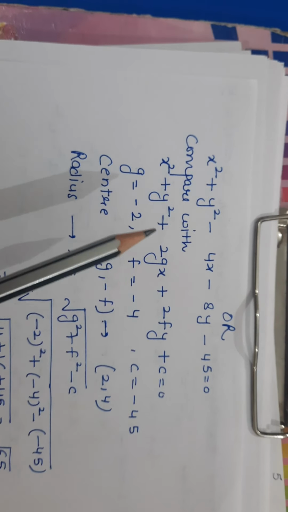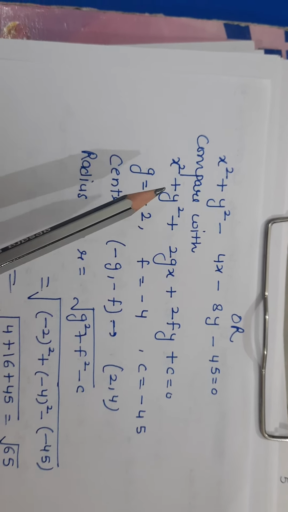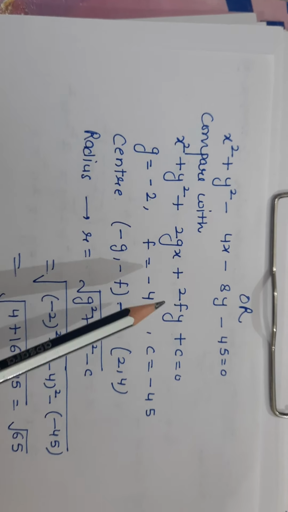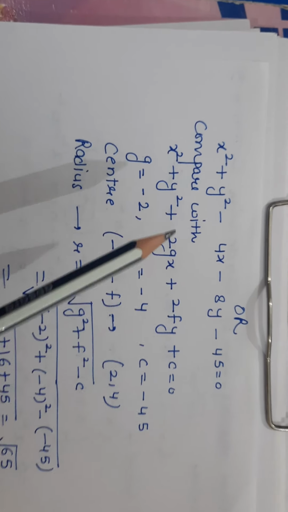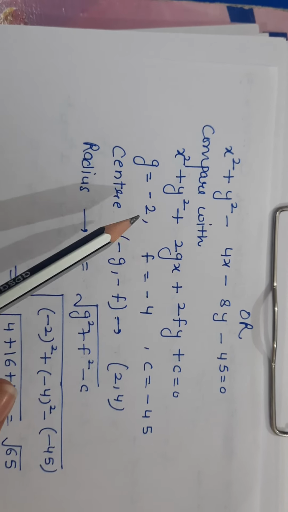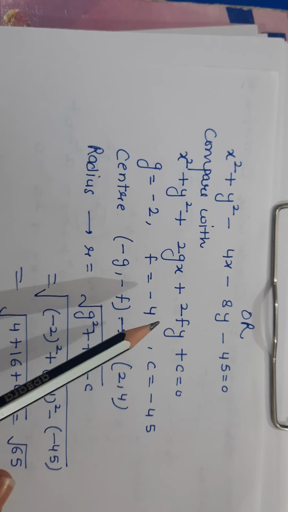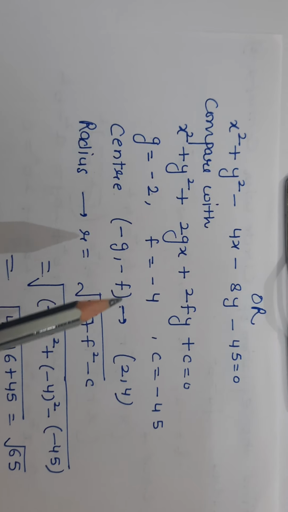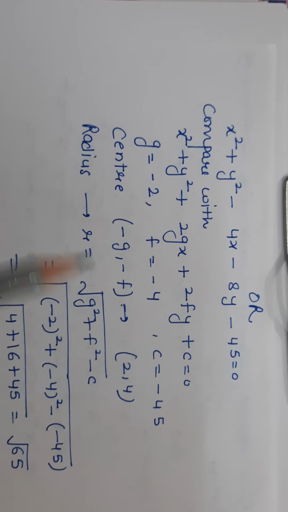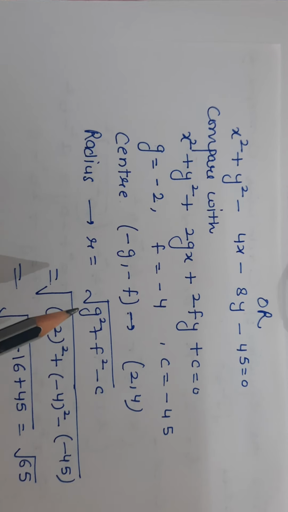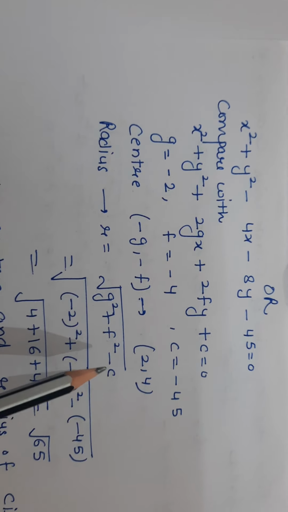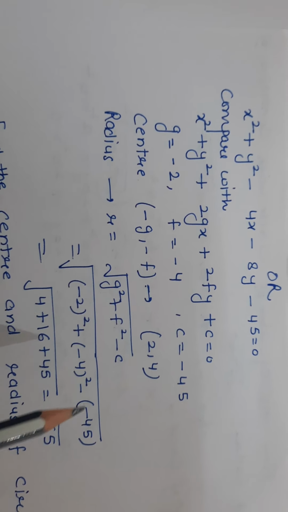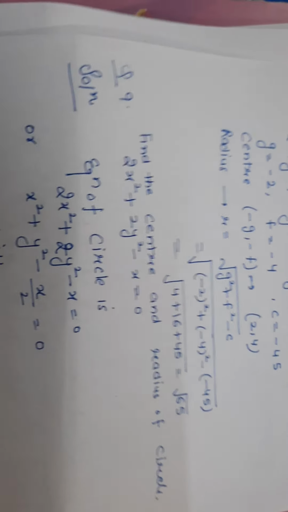You can also do this question by comparing with the standard equation x² + y² + 2gx + 2fy + c = 0. Here 2g is −4, so g will be −2. 2f is −8, so f will be −4, and c is −45. So the center (−g, −f) is (2, 4). The radius r is root of g² + f² − c. So this is root of (−2)² + (−4)² − (−45), which is root 65.